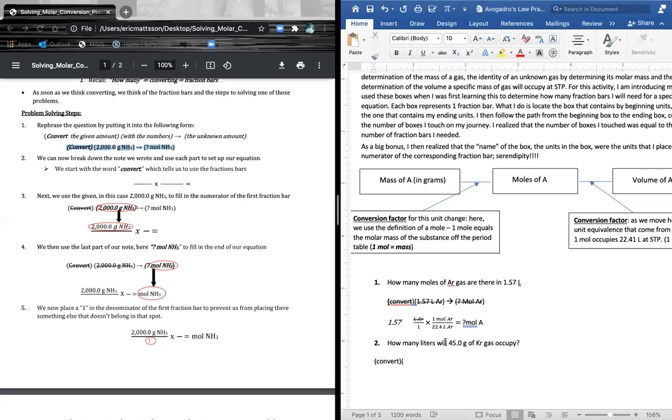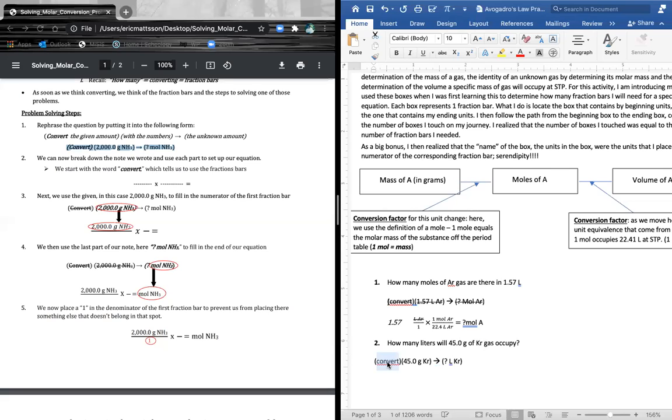I write convert, and then my second parentheses, I just take what I've been given. So 45.0 grams of krypton goes in there. And that's not what I want. I need to get rid of that. So my third parenthesis is always what I want. So I need some number of liters of krypton. So I'll put that down.